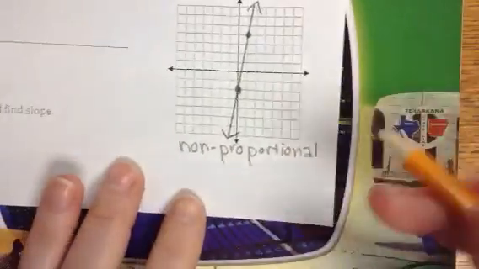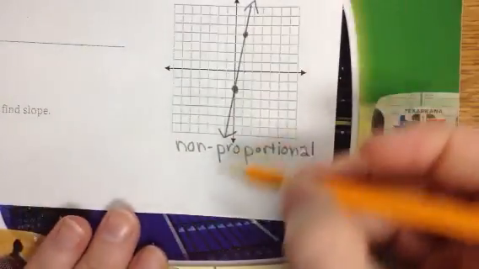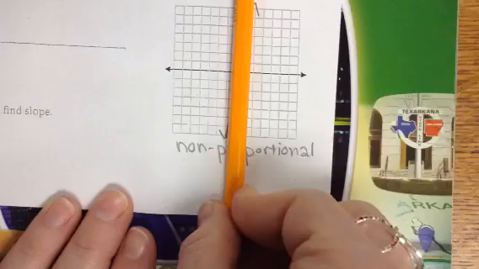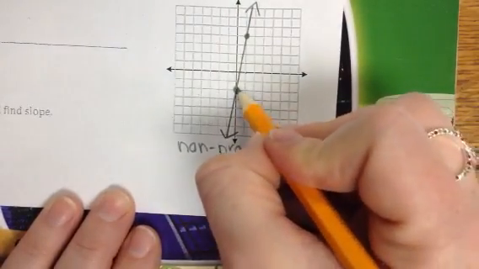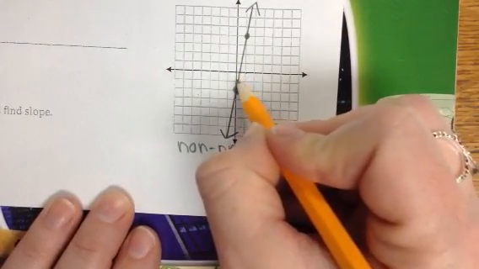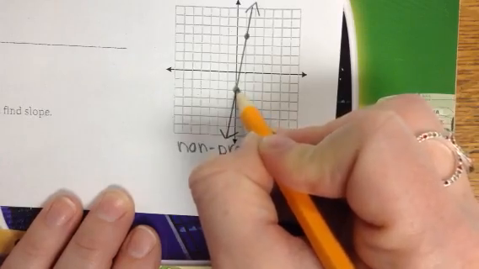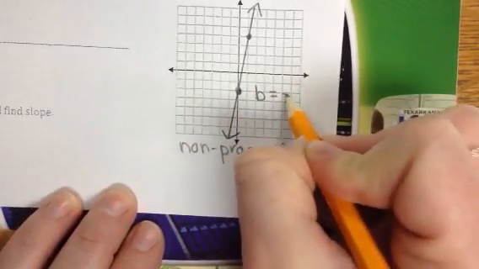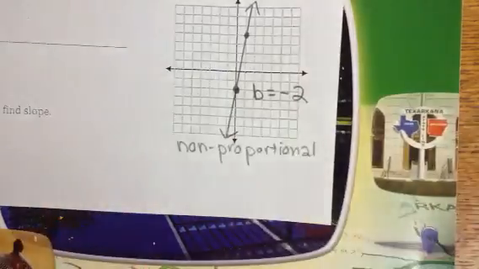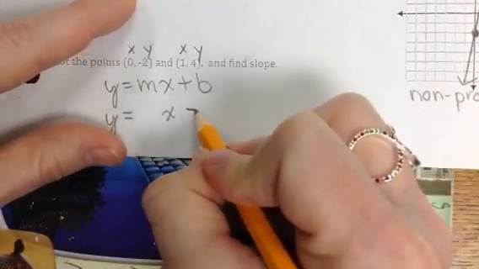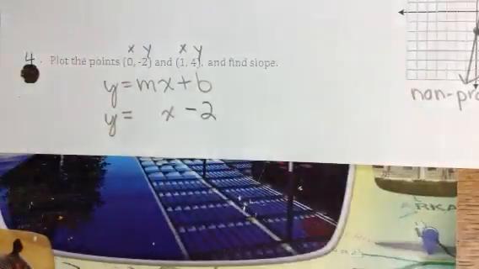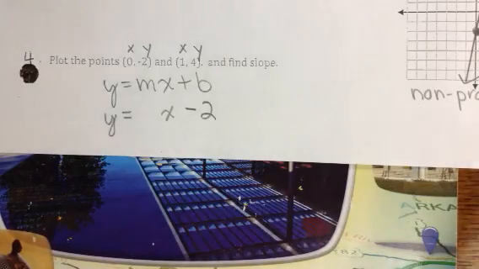I'm going to do the y-intercept first because I can see this line is crossing the y-axis right here below the origin. So if it's 2 below the origin, that is the y-intercept of -2. So I'm going to put -2 at the back of my equation.